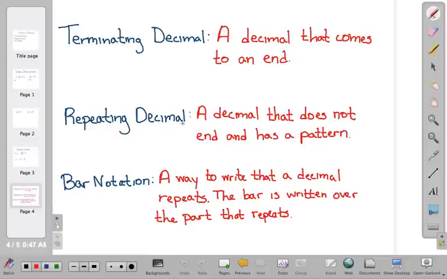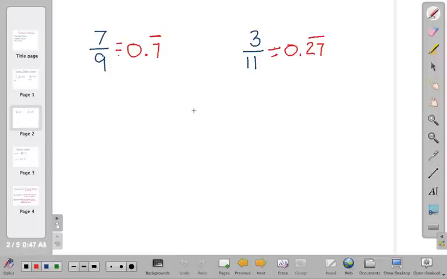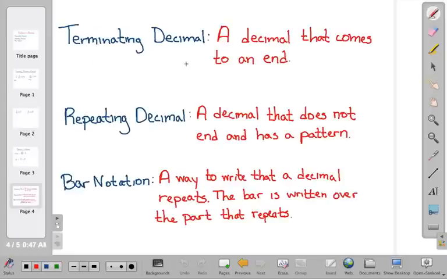The second kind of decimals that we worked with are known as repeating decimals. This is a decimal that does not come to an end and it has a pattern. So these that we worked with right here, the ones that we put the bar over, this is 0.77777, it goes on forever, it repeats. So that's known as a repeating decimal.